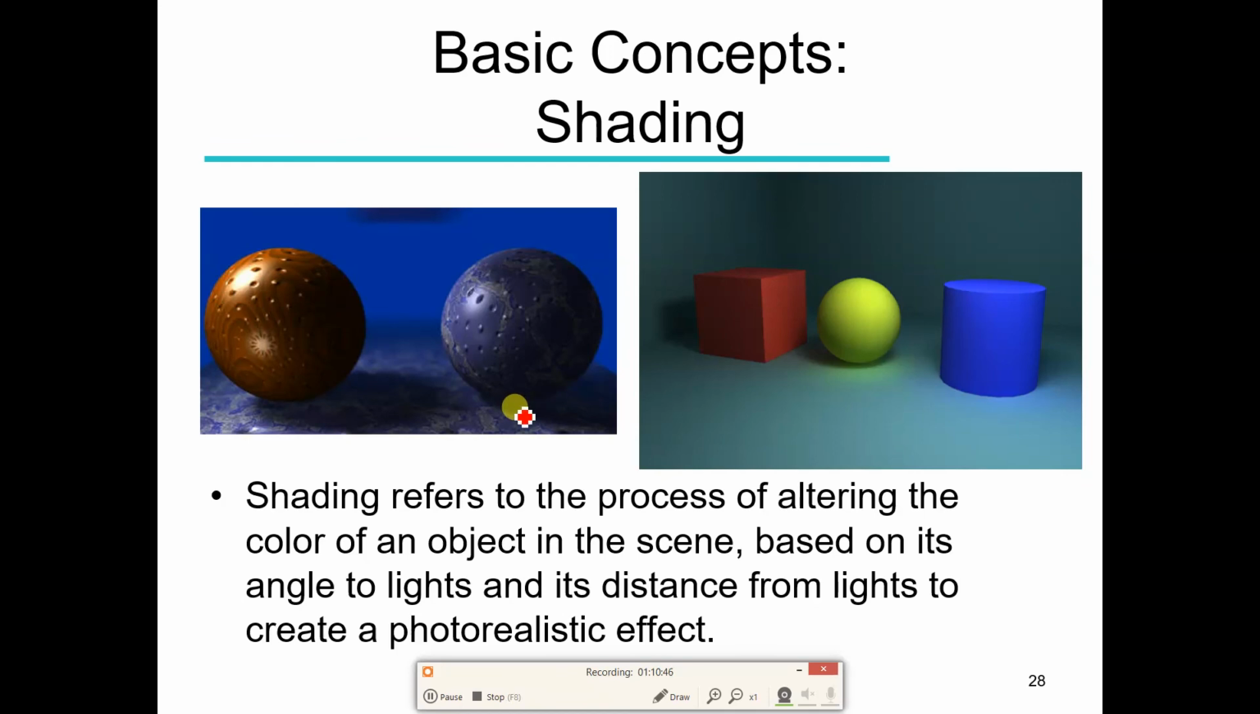The next concept is about shading. Shading refers to the process of altering the color of an object in the scene based on its angle to light and its distance from the light to create a photorealistic effect. In computer graphics, if you want to create a realistic image, meaning one which looks like an image in the real world, then you must use the light or the illumination.